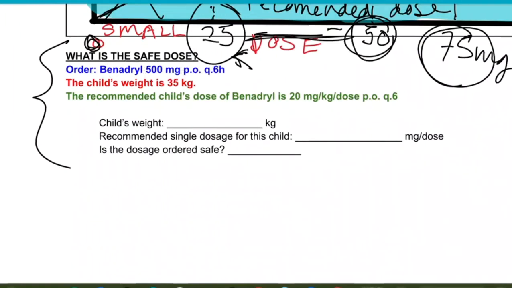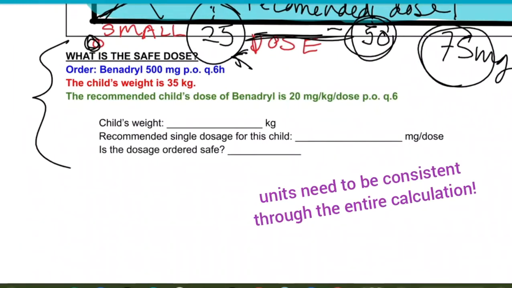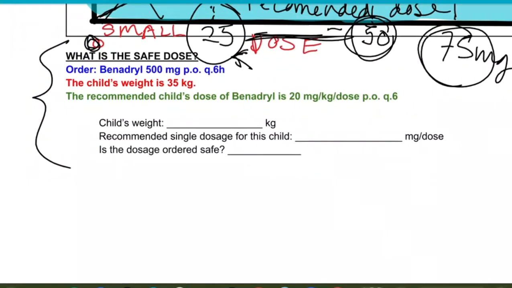So it's important to note that the units need to be consistent throughout the entire problem. It's asking for the child's weight in kilograms, so we're going to look at the recommended child's dose and make sure that it also says kilograms when it's talking about the child's weight. If this said pounds, I would have to convert that, either using Google Converter or doing the calculations myself if I knew the conversion. But luckily, it's the same unit here, so we just write 35 kilograms.